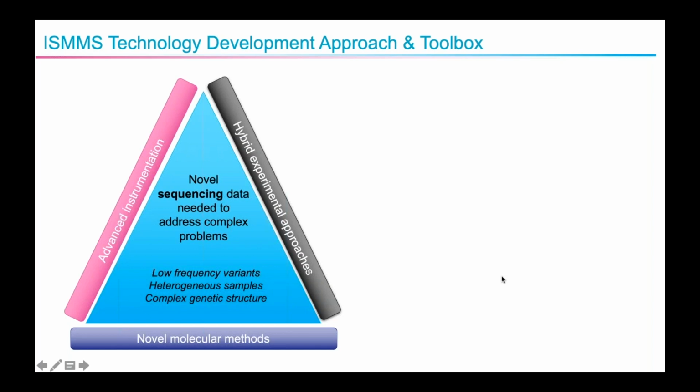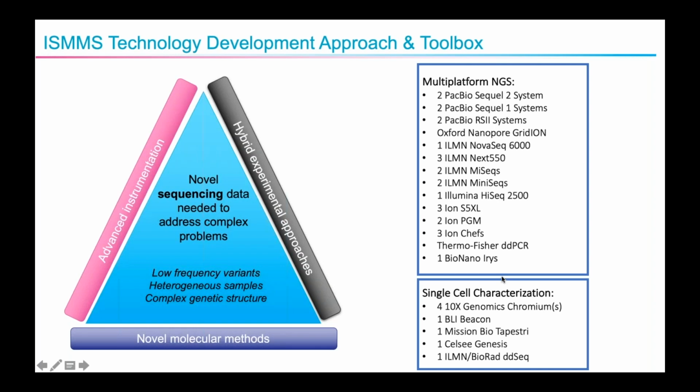Our aim is to use novel sequencing data to address complex problems in genomics and transcriptomics. To do that, we use advanced instrumentation in combination with hybrid experimental approaches and a lot of novel molecular methods to target the detection of low-frequency variants, characterize heterogeneous samples, and elucidate complex genomic structure. We do that through a large suite of different technologies, although today, of course, I'll be focusing on the work we've done on the PacBio instruments.